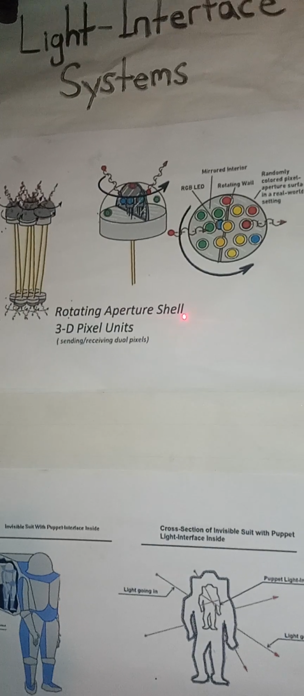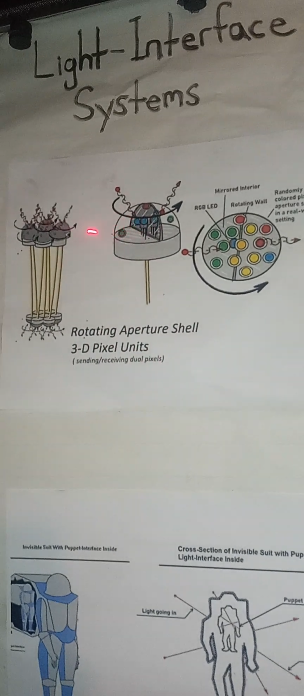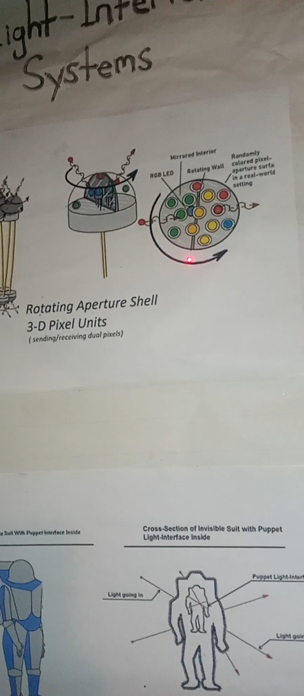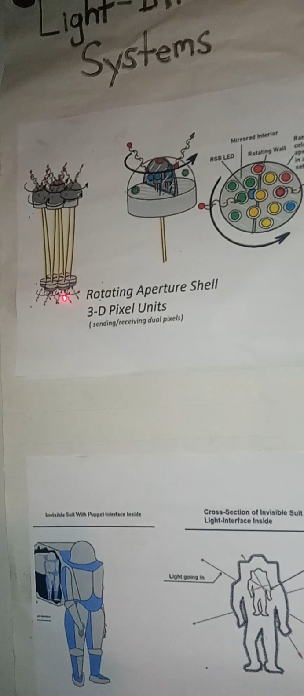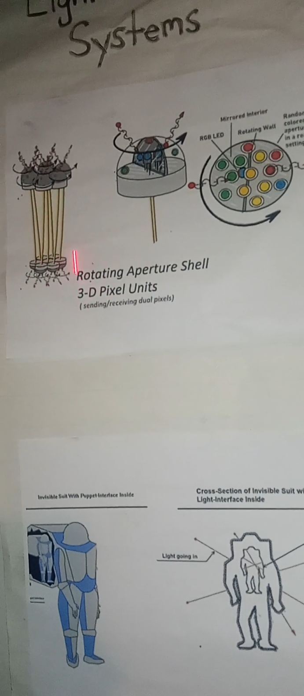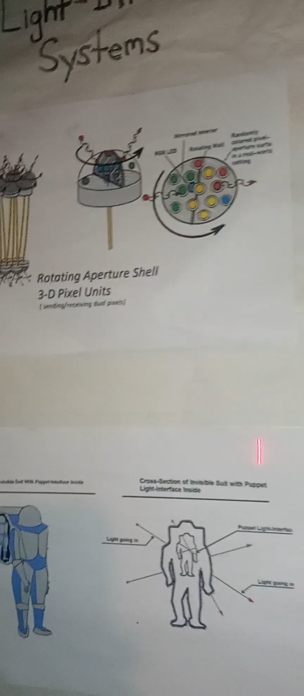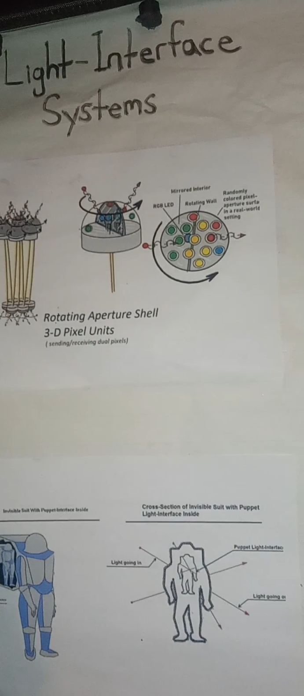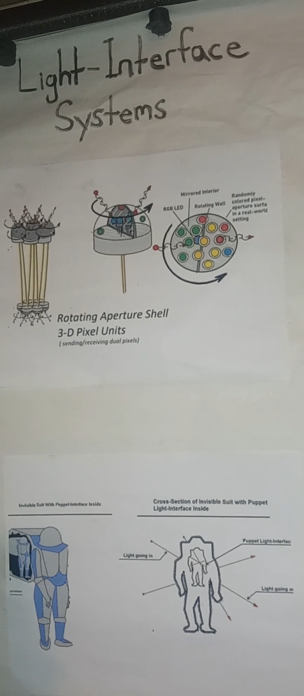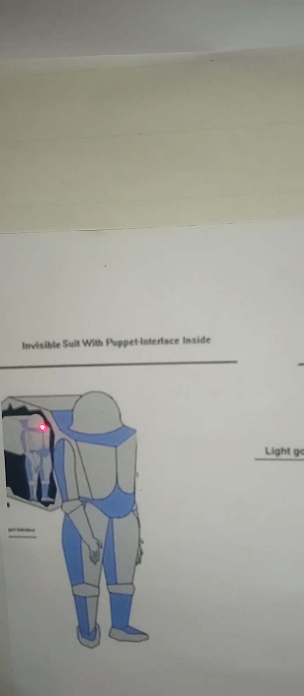This is my proposal for a rotating aperture shell, 3D pixel units. It would have rotating apertures with LEDs sensing and receiving, hooked to smaller 3D pixels on the inside through bundles. They would rotate to follow a sort of fall-where-it-may philosophy of sending light through the interface. You're not guaranteed that some places will hit twice in one position or not hit at all in others.